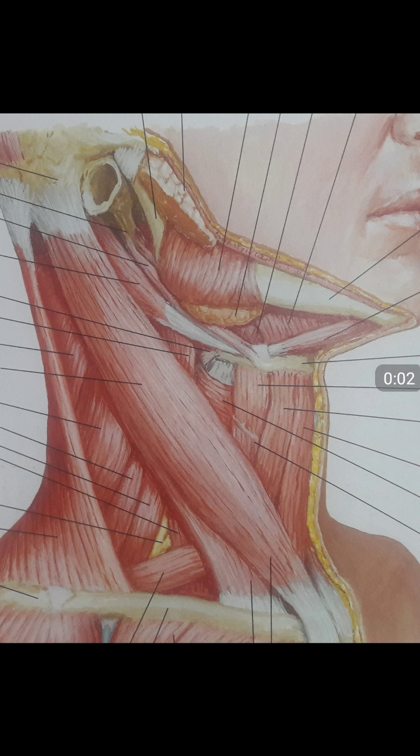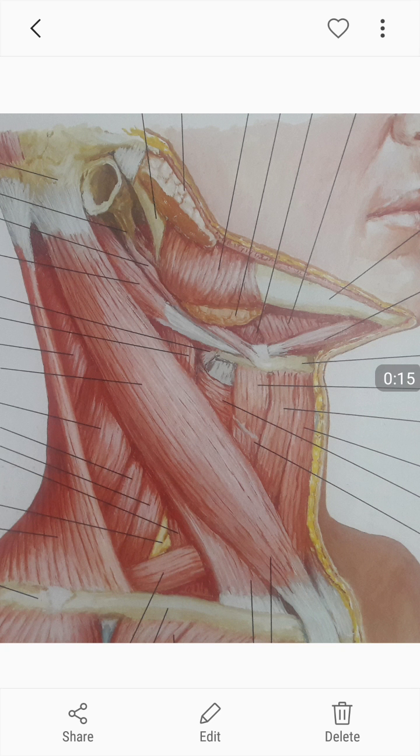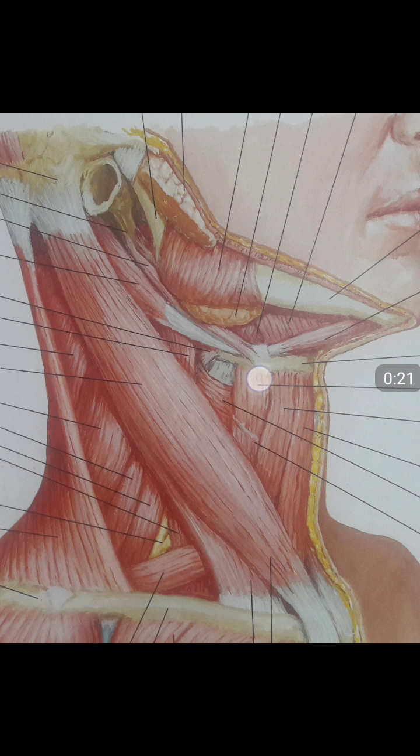Hello, this is another video of the Triangles of the Neck series, and it is the second video. In this video, I will talk about the anterior triangle of the neck. As we have discussed already, the anterior triangle is anterior to the sternocleidomastoid muscle. Here is the anterior triangle.